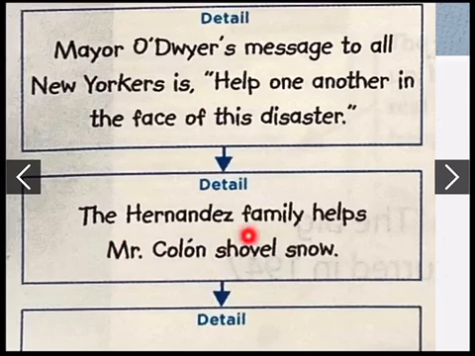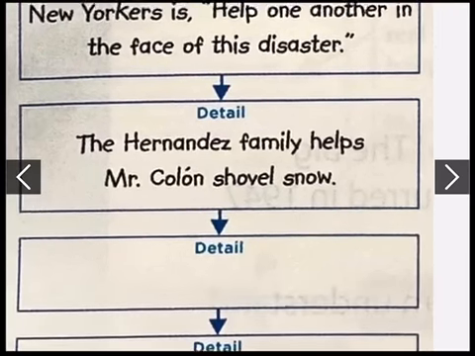The Hernandez family helps Mr. Callan shovel snow. There's the second detail. Can you connect the second detail with the first one? Of course we can. The first one says everyone has to help everyone. The second one says that the Hernandez family help Mr. Callan to shovel, right? So there we go. There's a connection. It's all about helping in the community. Let's look at the third detail.